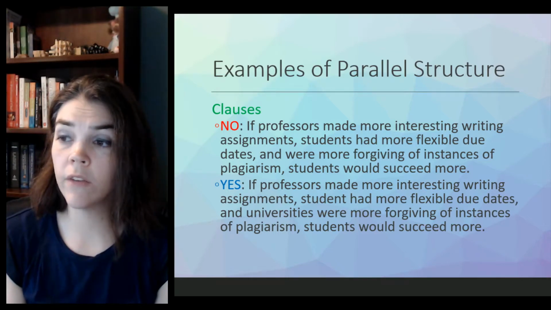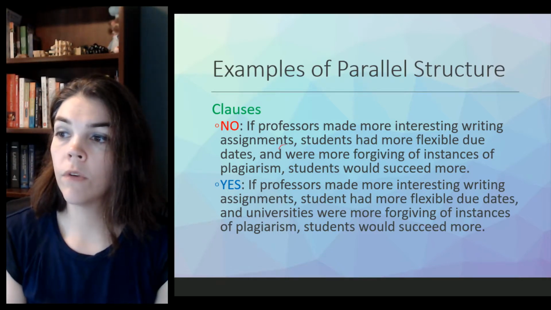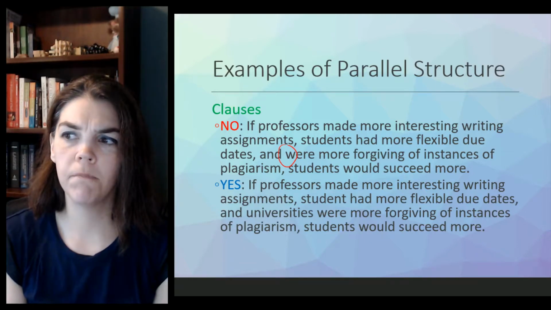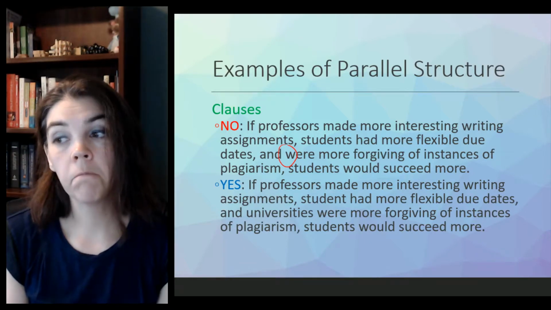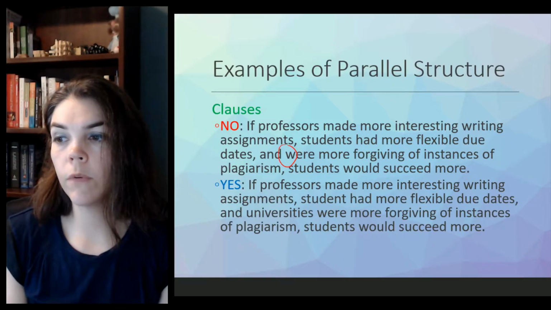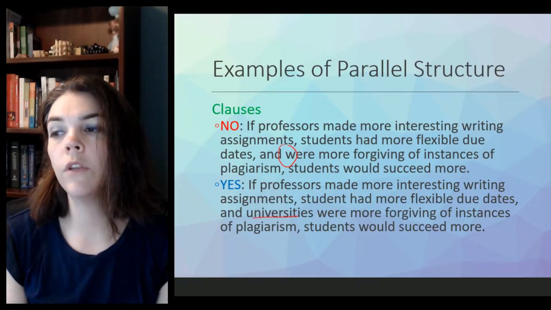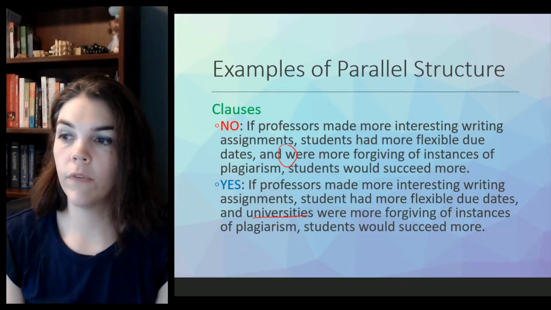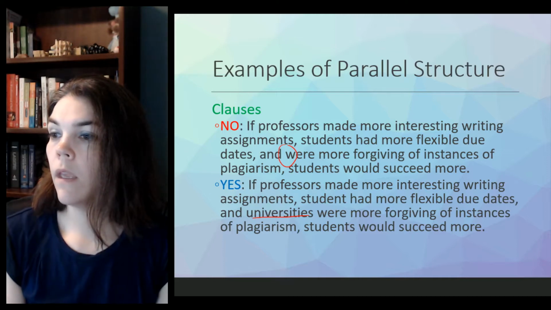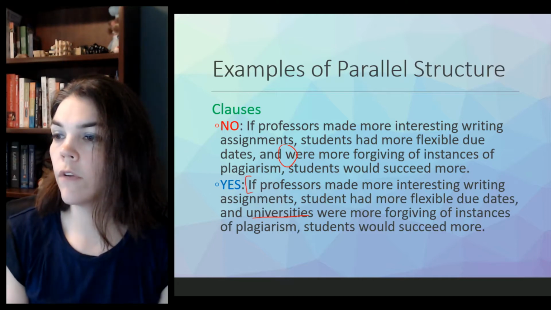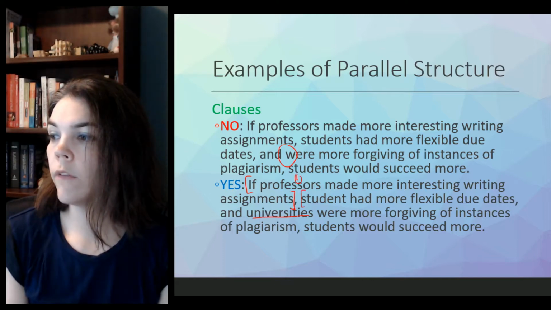Well, one thing that is unclear is who's being forgiving? The students? The professors? Someone else? So actually what this person was trying to say was, they wanted universities to be more forgiving. So let's go this route in fixing it. If students, here's our first clause, clause 1, clause 2, and clause 3.